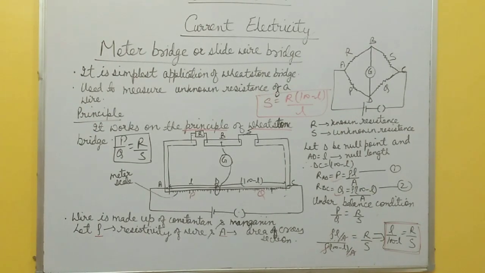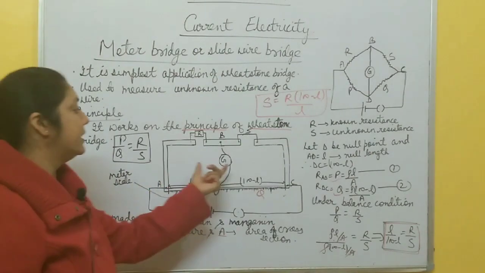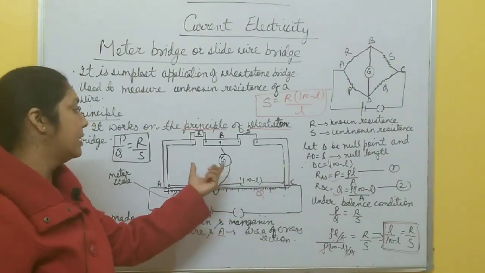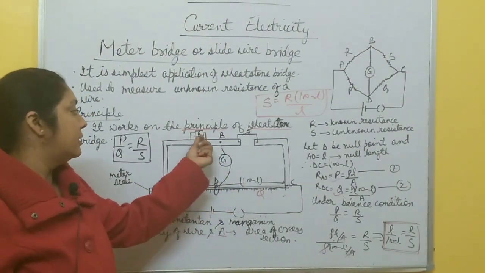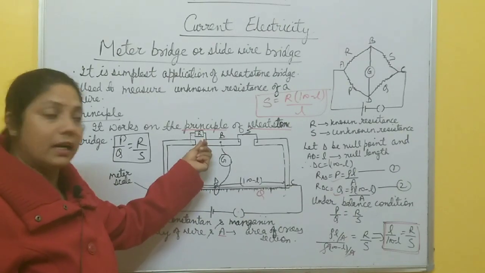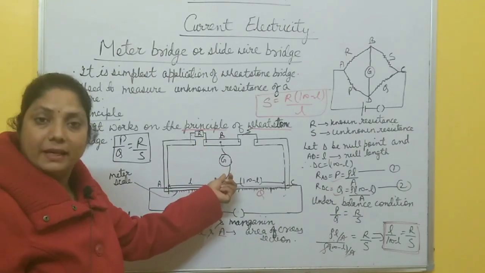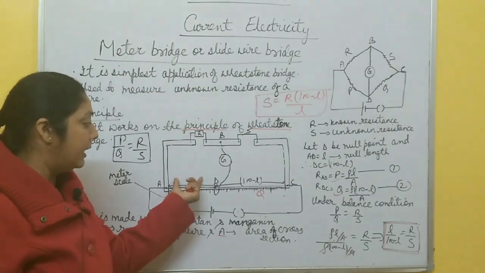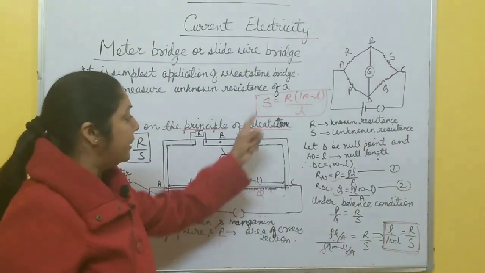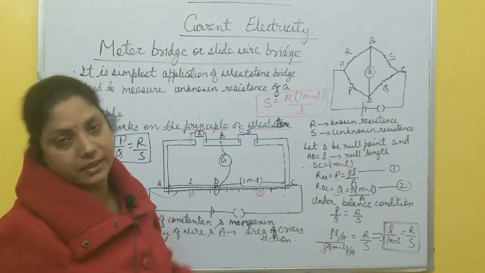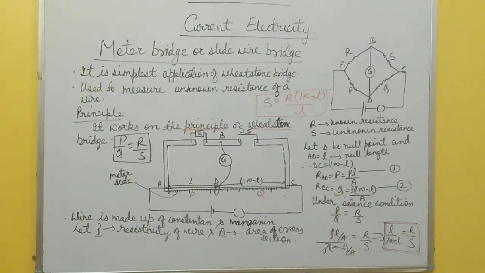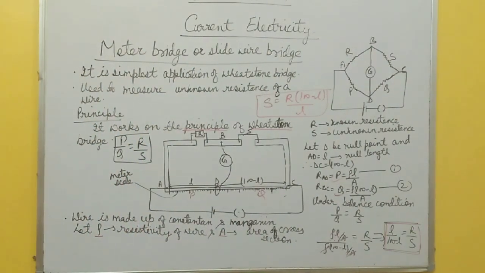It's very simple. You just have to arrange this in the form of a Wheatstone bridge, and by adjusting this resistance R, you can easily get the balance point. So you can find L and 100 minus L and easily calculate the unknown resistance S, right? So please take a screenshot of this one. It's also very, very important.